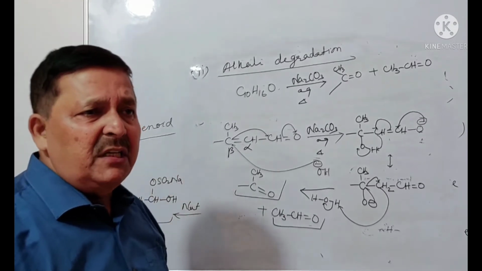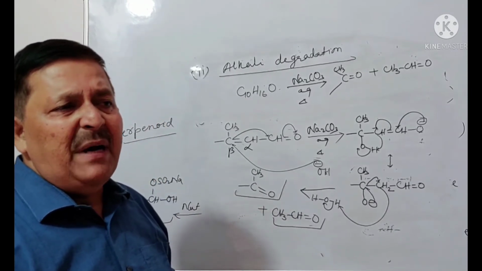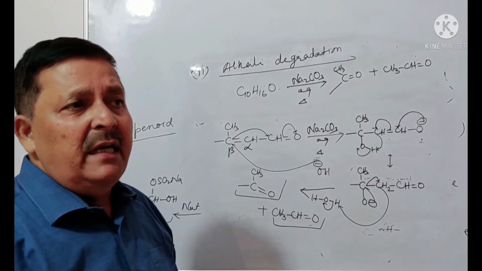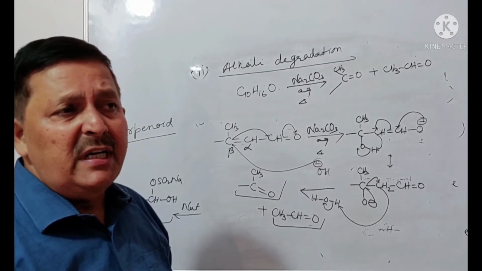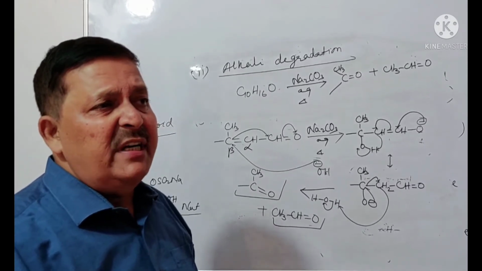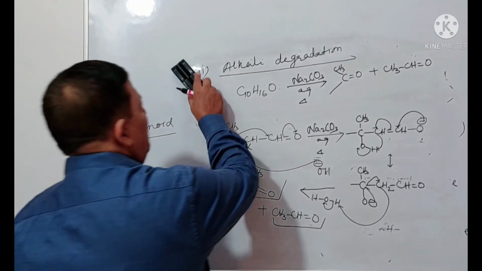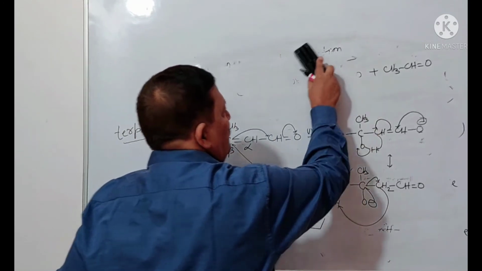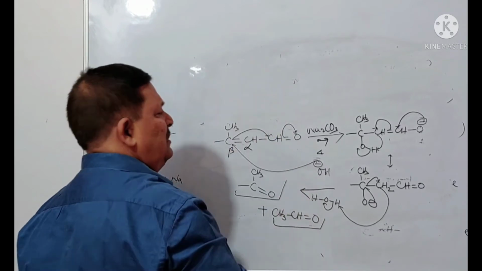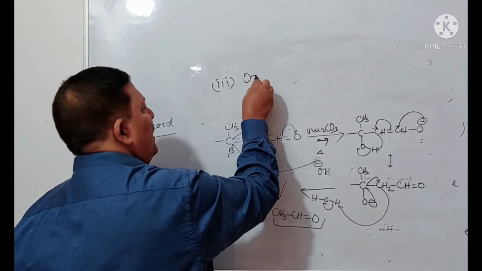So alkali degradation also confirms that the compound is alpha beta unsaturated. That is, a carbon-carbon double bond is conjugated with the aldehyde group, in which the beta unsaturated carbon is methyl substituted. The third one, in which we are going to establish the position of the second double bond, ozonolysis.